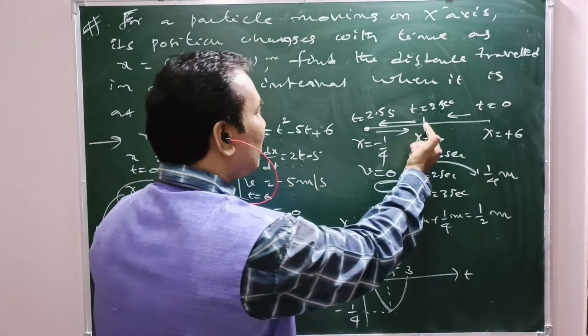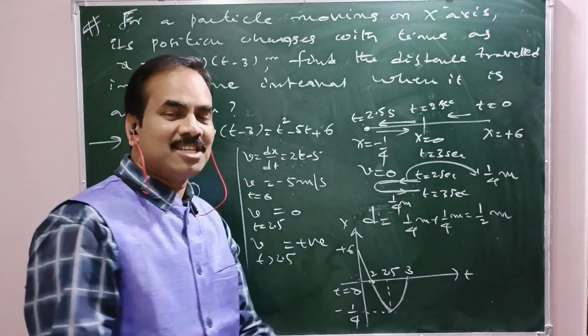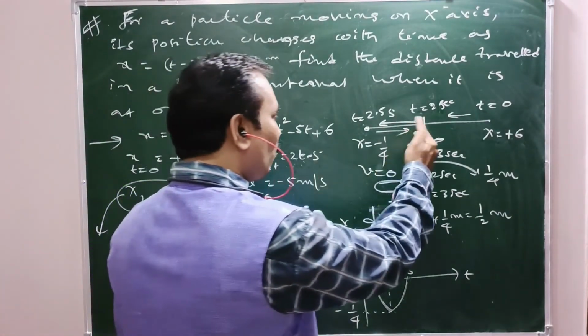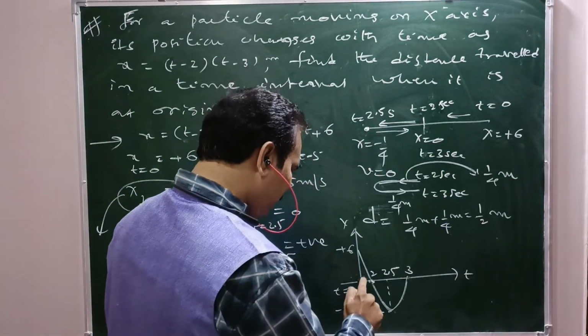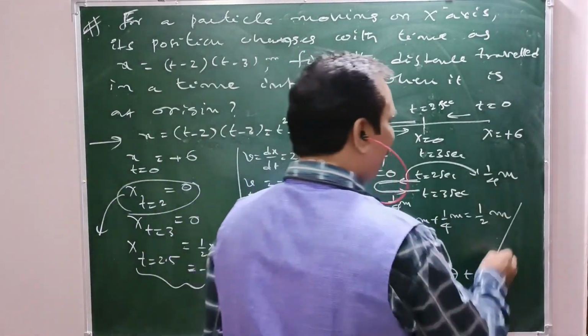Why? Because it is moving towards negative x, again towards positive x. But as it is distance, there is no need to consider the negative sign. Take it with positive sign. So 1 by 4 plus 1 by 4, that is 1 by 2 meter. This is the required answer.